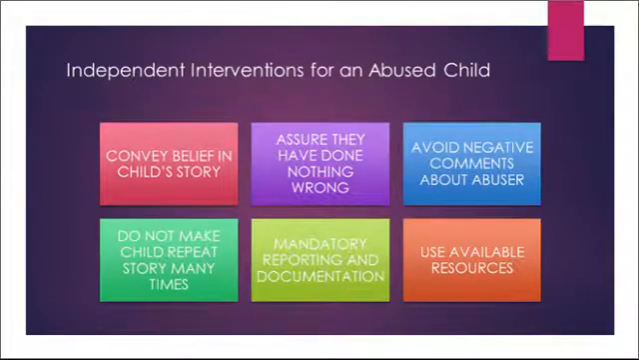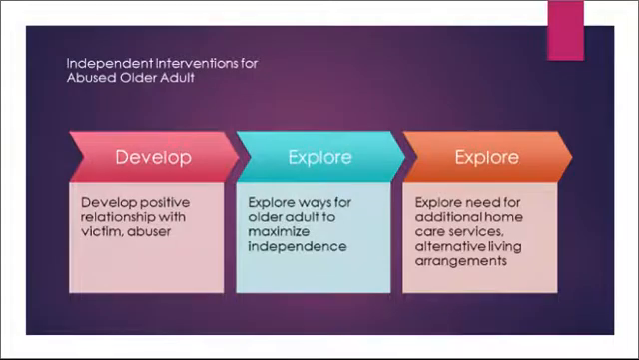Independent interventions for an abused child: convey belief in the child's story, and do not make the child repeat it, the things I just said. Independent interventions for an abused older adult: develop a positive relationship, explore the need for additional home care services, and explore ways for the adult to maximize independence.